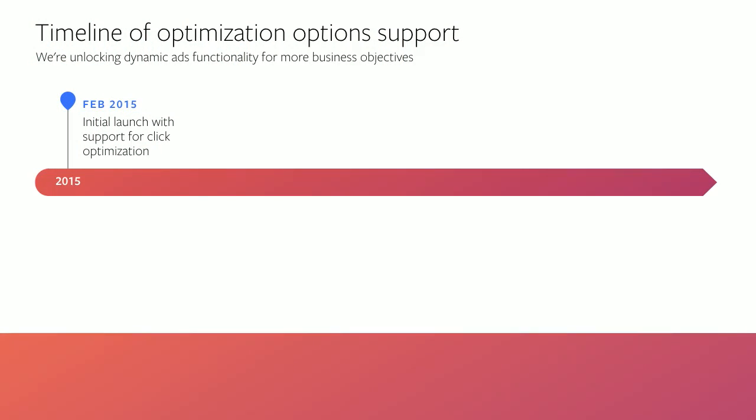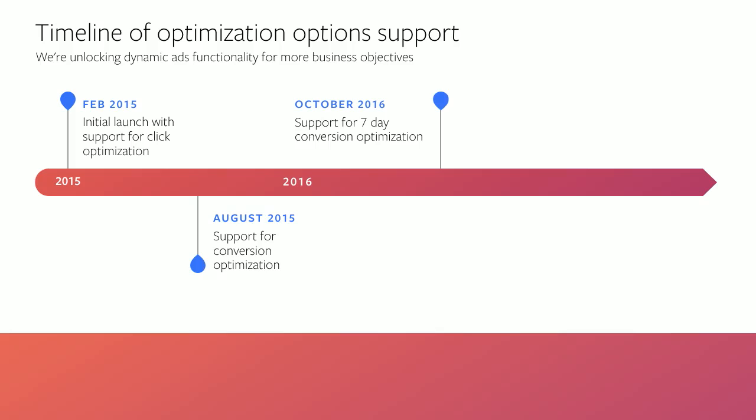Let's start by looking at the timeline of the different optimization methods that we support. The initial launch supported click optimization, pretty simple. We quickly followed with support for conversion optimization, so you can optimize for purchases or conversions on your website. We then added support for different conversion windows. In this case, we added support for 7-day conversion windows. This is all 2016. And we also followed with support for mobile app install ads, so you can basically use the power of dynamic ads, the automation and personalization for your mobile app install ad campaigns.